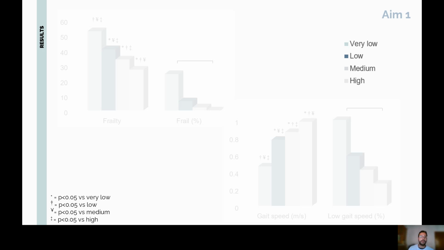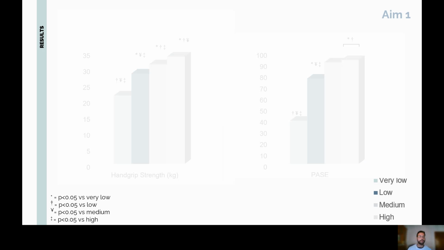According to the gait speed, those with a higher muscle power, as we saw in the introduction, had a higher usual gait speed, and the percentage of subjects that had a low gait speed was lower. So that's just to prove what we saw in the introduction related to muscle power and strength. Those with a higher muscle power were also stronger, and also they had a higher physical activity level.